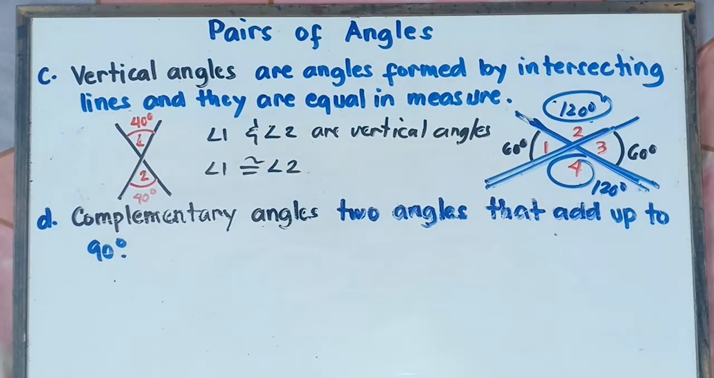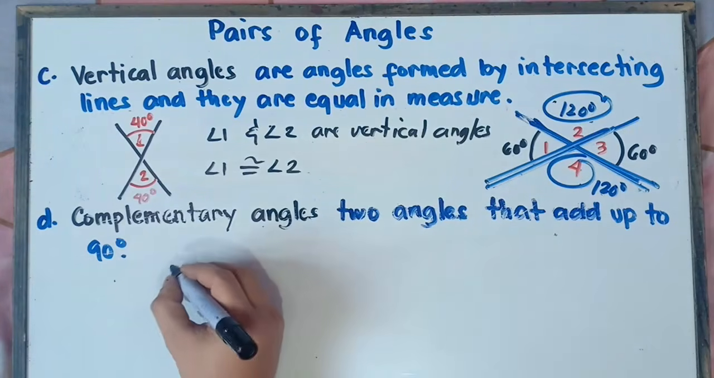I hope, class, it's clear to you with regards to vertical angles. All vertical angles are congruent angles. Alright, so let's proceed now to complementary angles. What are complementary angles? Complementary angles are two angles that add up to 90 degrees.